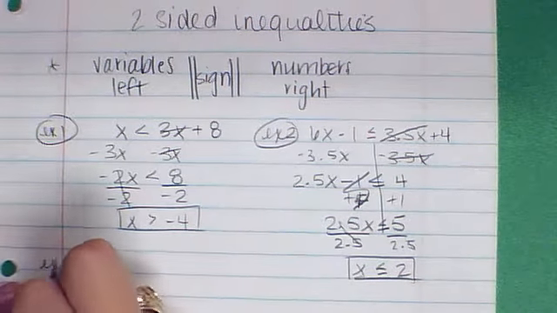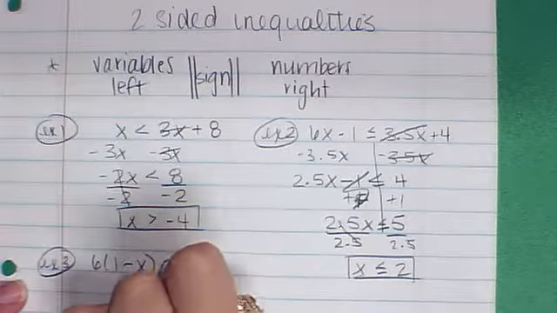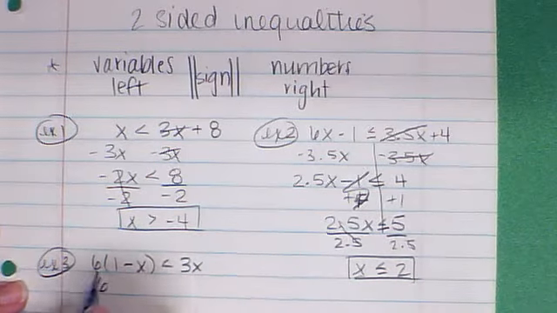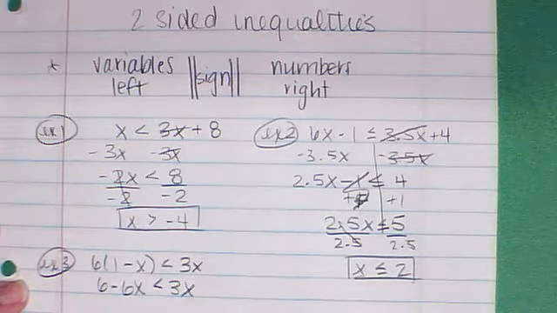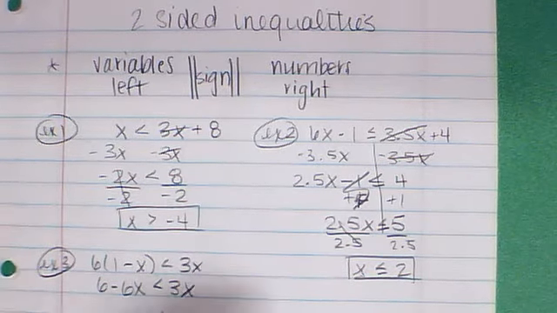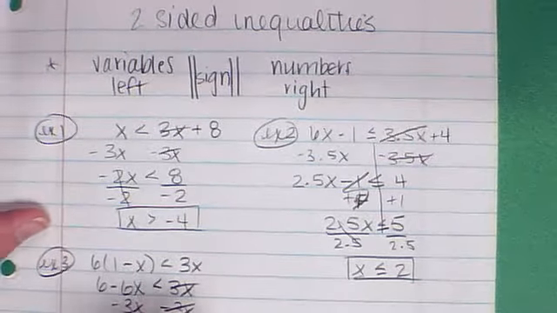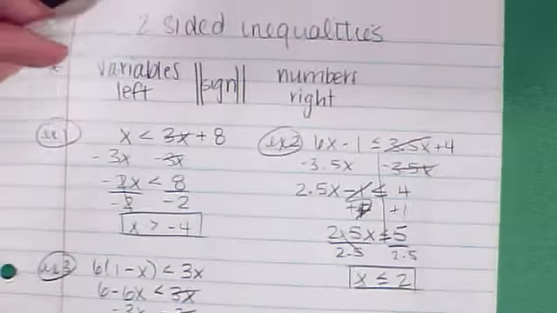Let's try one with some distribution in it. Example 3. 6 times 1 minus x is less than 3x. If I distribute my 6, 6 times 1 is 6. 6 times negative x is negative 6x is less than 3x. We want to collect our variables on the left, so we're going to subtract 3x from both sides. On this side, I'll have 6 minus 9x is less than 0.